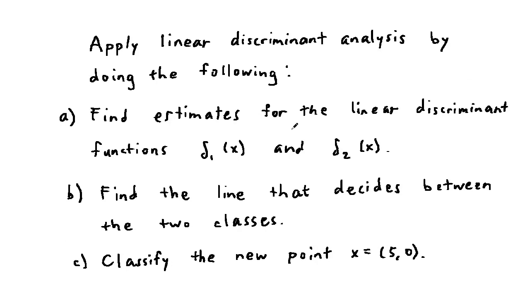Apply linear discriminant analysis by doing the following. A. Find estimates for the linear discriminant functions delta 1 and delta 2. B. Find the line that decides between the two classes. And C. Classify the new point (5, 0).